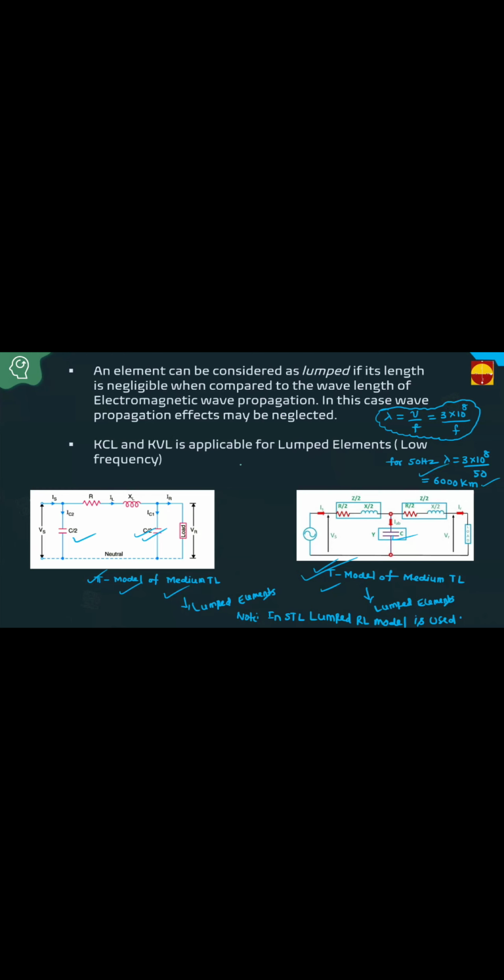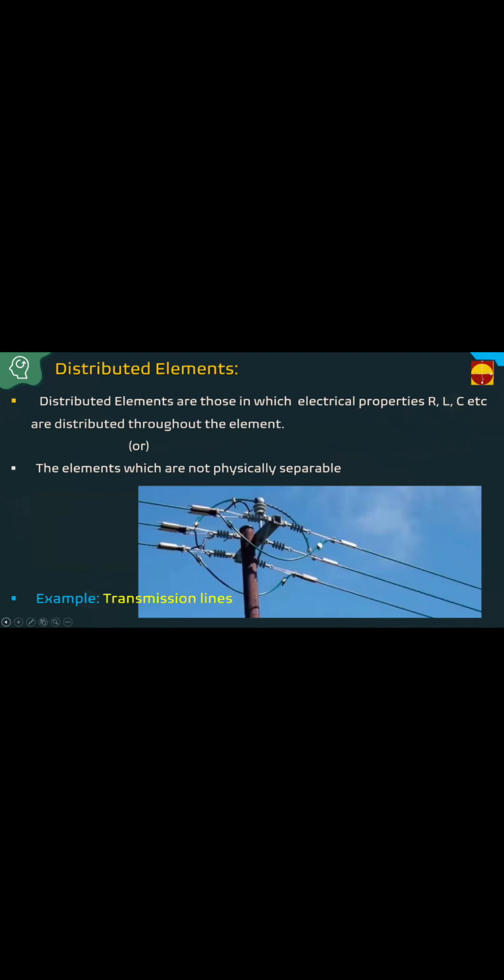For 50 Hz frequency, compare the length of the inductor with the wavelength. That is an example for lumped elements. Now the distributed elements. Distributed elements are those in which the electrical properties R, L, C are distributed throughout the element. It's not physically separable. For example, if you take a transmission line, just by seeing this line, can you identify, yes, this is the resistor, this is the inductor, this is the capacitor? Can you touch like that? No, it is not physically separable. Then it is a distributed element. The example of a distributed element is transmission lines.